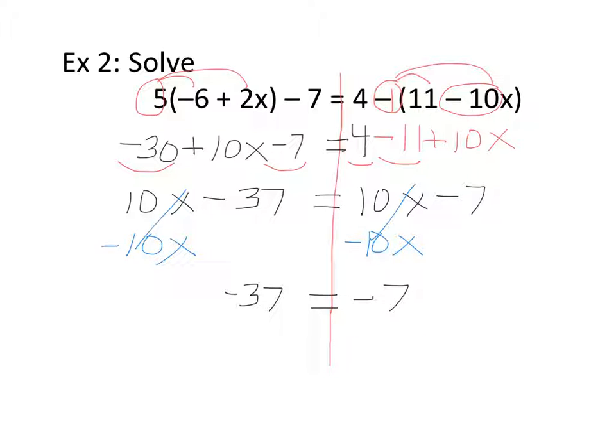Now, negative 37 is not equal to negative 7. This is a false statement. So what that means is that this equation that we worked so hard to solve actually has no solutions.